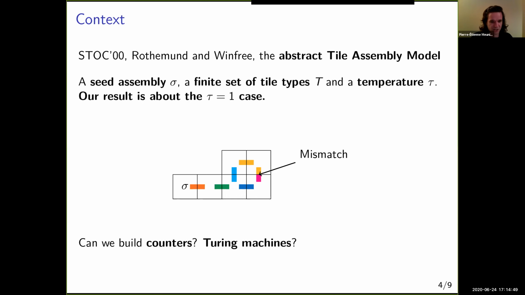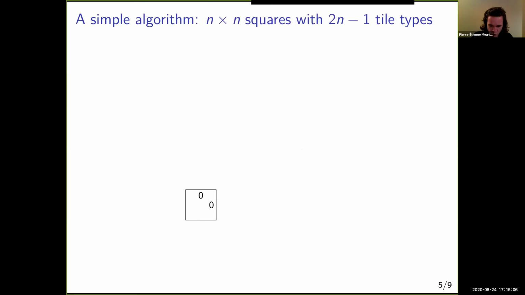And the question is, in this model, well, in the more general temperature two model, we could build counters, Turing machines, and all sorts of cool things. So here, can we do the same? Can we build counters? Can we build Turing machines? Well, actually, not so much. But we can still build something. So for example, this is an algorithm by Rothemund and Winfree building an n by n square in 2n-1 tile types. That's fewer tile types, which is our main complexity measure, than hard coding everything.